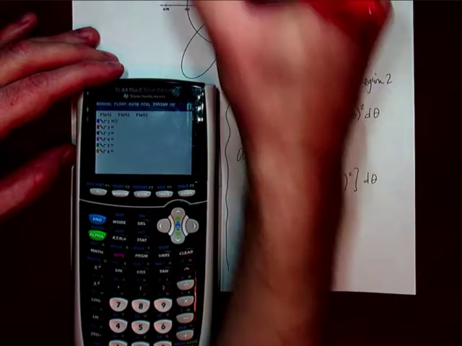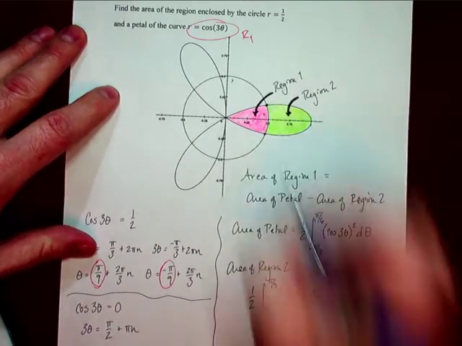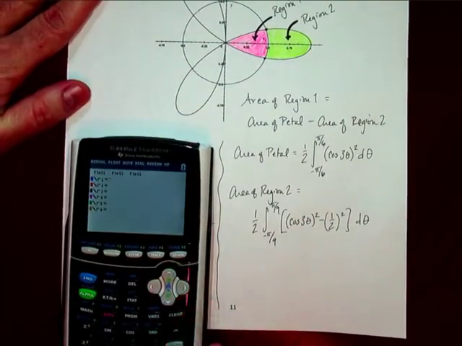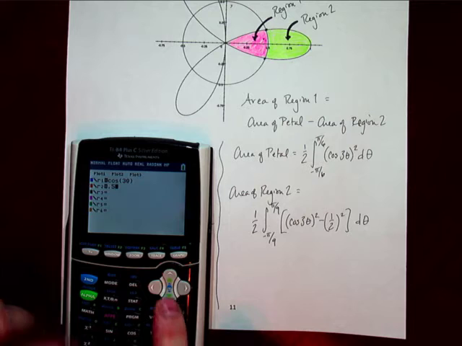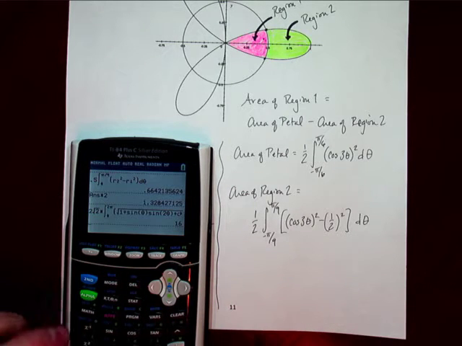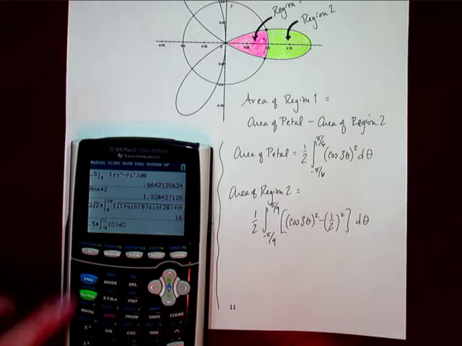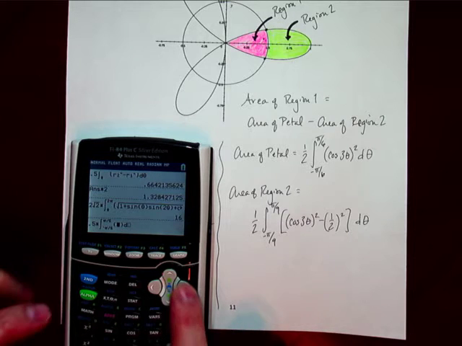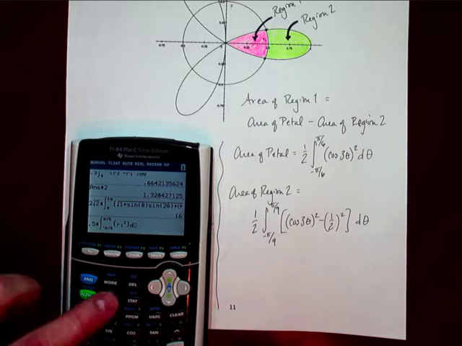Okay, so this right here we'll call R1, and we'll call this R2. Since we're going to be using R1 more, that's the only reason I'm designating it as R1. So we have cosine of 3 theta, and then 1/2. Let's go back to our main screen. I know that the area of the petal is 1/2 the integral of negative pi over 6 to pi over 6 of just R1 squared d theta.